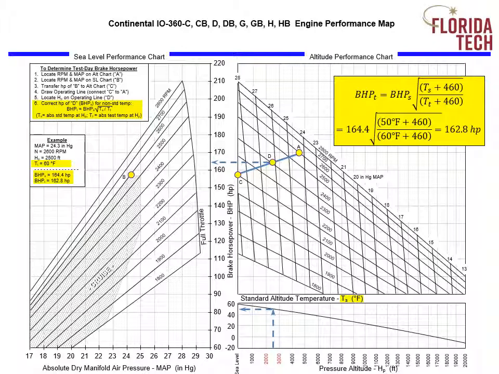To figure out what the standard temperature is, we can use the graph at the lower right where we start at 2,500, we intersect the standard line, and then we read off the temperature. You can see it basically looks like 50 degrees would be the standard temperature at 2,500 feet on a standard day. So we'll put that in for TS. And then for our test day temperature, we used 60 degrees, which is what we recorded in the air at 2,500 feet, so we'll put that in the equation and run the numbers, and you'll find that the brake horsepower for the test was 162.8 horsepower.